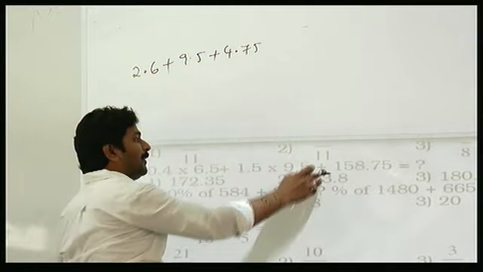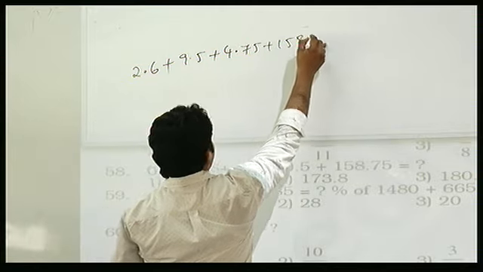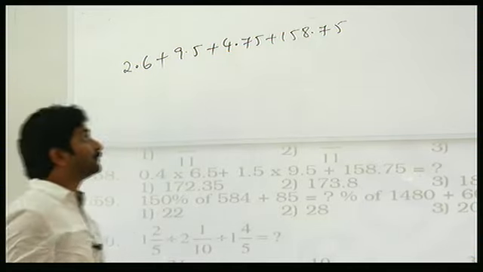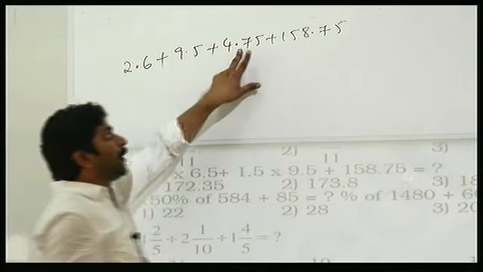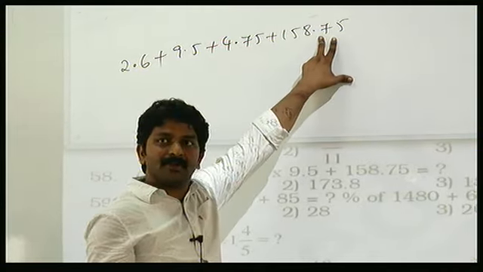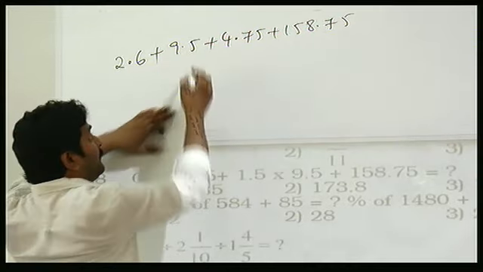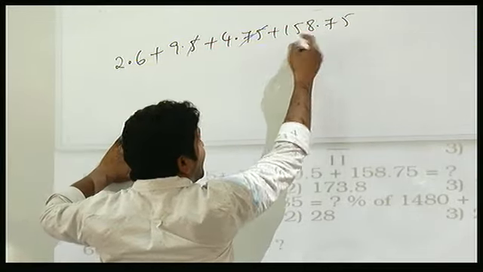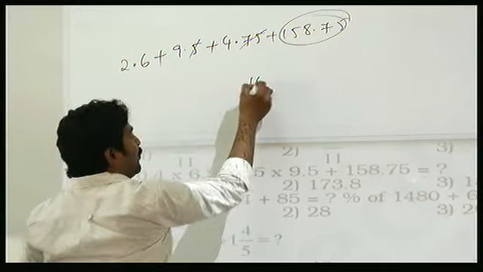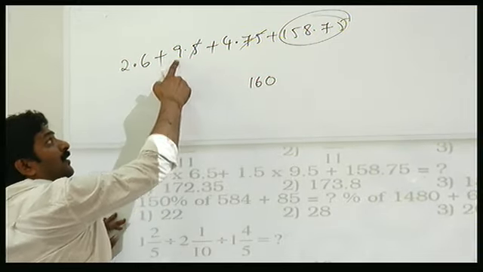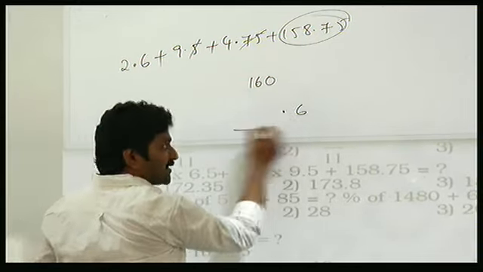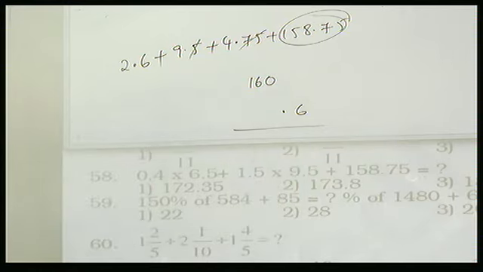This is also over. Plus 158.75. Now 0.75, 1.5 plus 0.5. So add 2 here. This becomes 160. Your answer is ending with 0.6. How many are there? Only one.